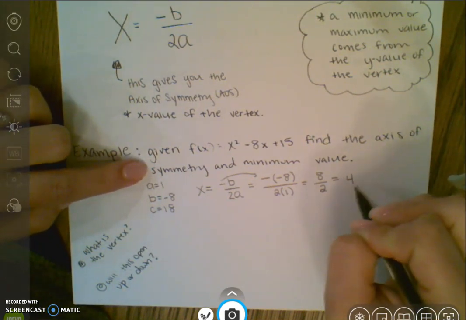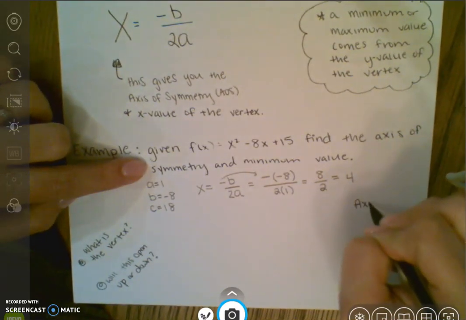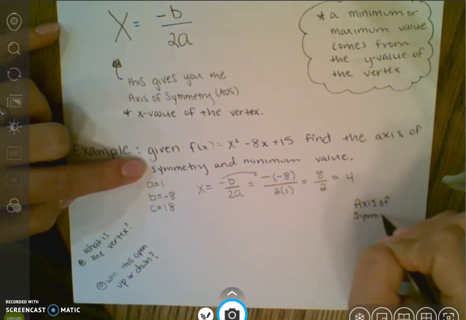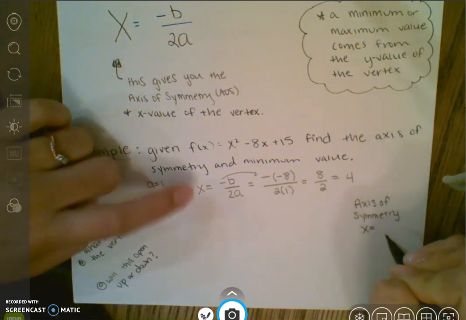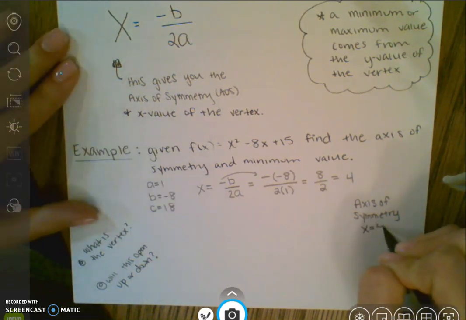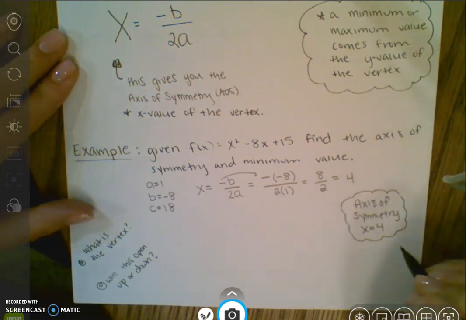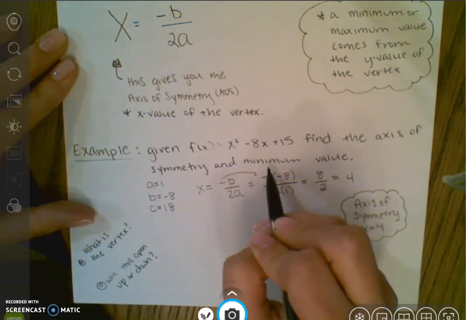Right off the bat, I can answer the axis of symmetry. My axis of symmetry is going to be x equals, it's always x because that's what we solved for, x equals 4. So I already have one answer. But that's not the only thing it's asking me. It's also asking what the minimum value is.